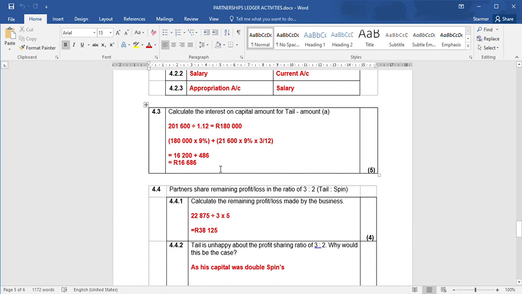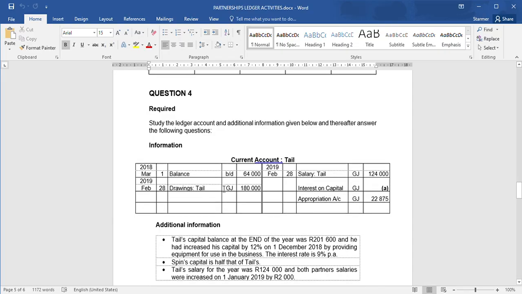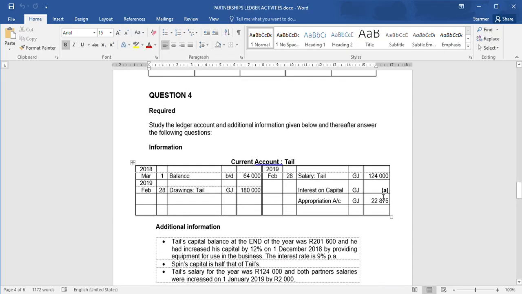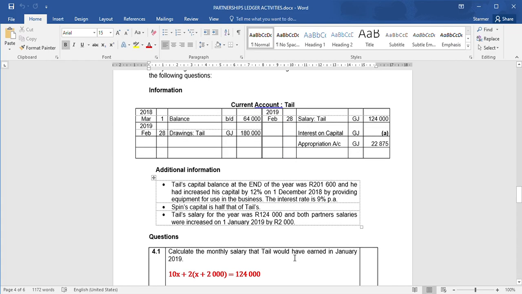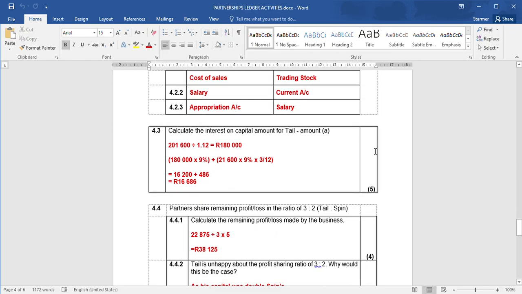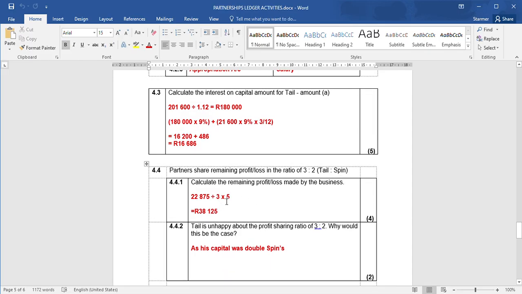Right, then partners share remaining profit or loss in the ratio of 3:2, which is Tail to Spin. Calculate the remaining profit made by the business. So you have a look here. The partner here, there was a remaining profit here of 22,875, and he got 3/5. So you're going to divide by 3, and you're going to multiply by 5 to get for the full business, and that gives me 38,125.